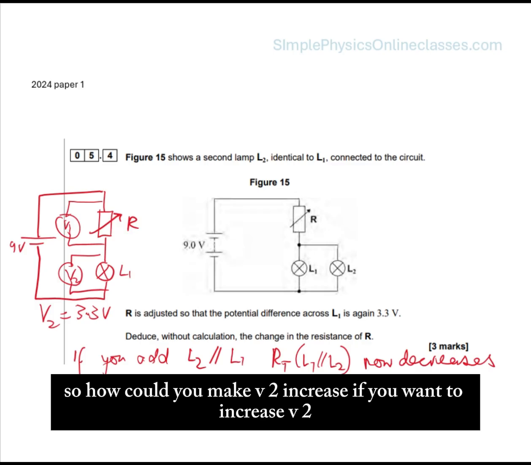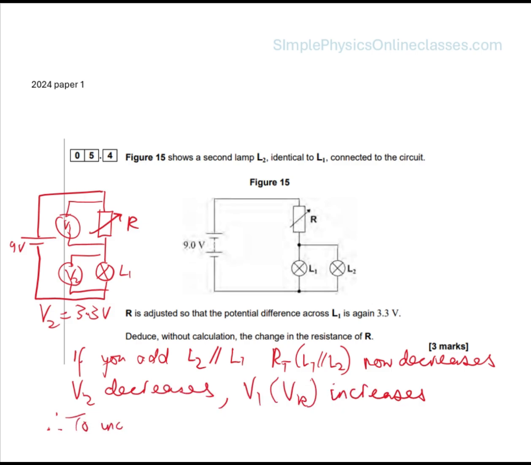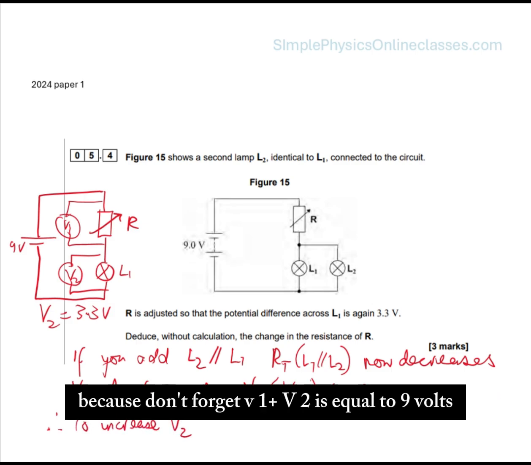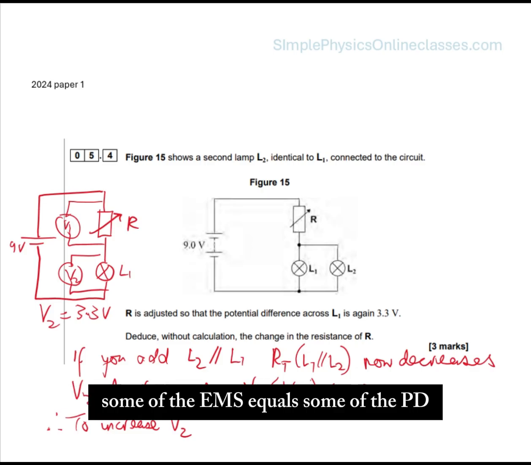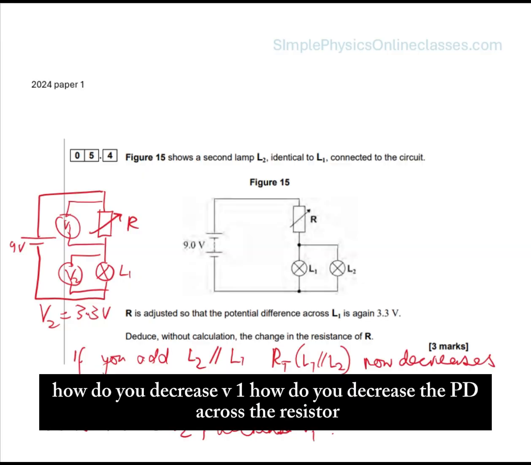If you want to increase V2, the only thing you can do, because don't forget V1 plus V2 is equal to 9 volts, that's Kirchhoff's second law, the sum of the EMFs equals the sum of the PDs, so to increase V2, you have to decrease V1. Now, how do you decrease V1?